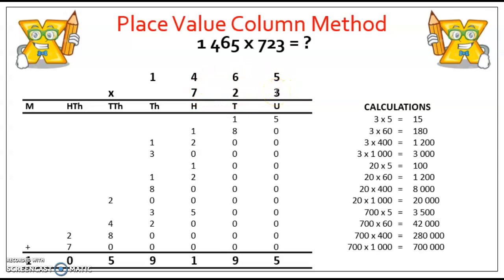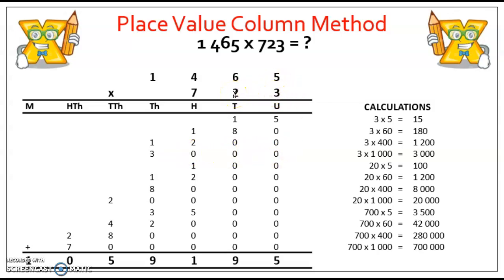Right, if you get stuck or lost, I have placed all the calculations and all the answers here for you if you do get lost. So let us begin. We're going to say 3 times 5 is 15. 3 times 60 is 180. 3 times 400 is 1,200. 3 times 1,000 is 3,000. We are done multiplying out the units.